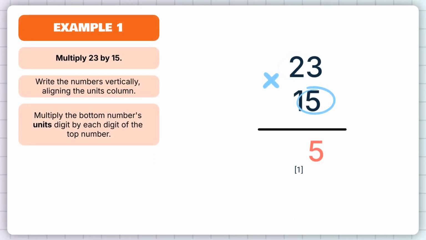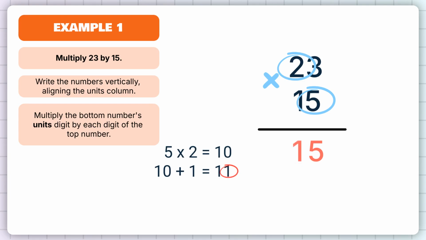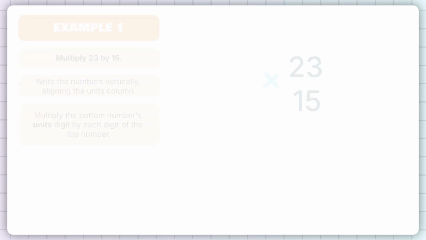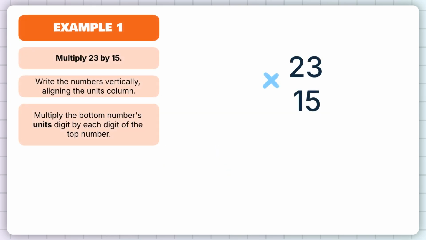5 multiplied by 2 is equal to 10. So 10 plus the one that we carried earlier is equal to 11. Hence, we write 1, the units value of 11, in our new tens column. We then carry the tens value of 11, 1, straight into our new hundreds column, because at this stage there are no more numbers to multiply by. As such, 23 multiplied by 5 is equal to 115.